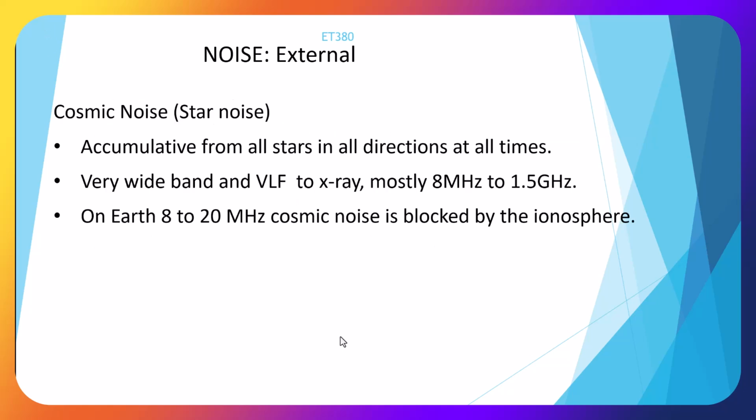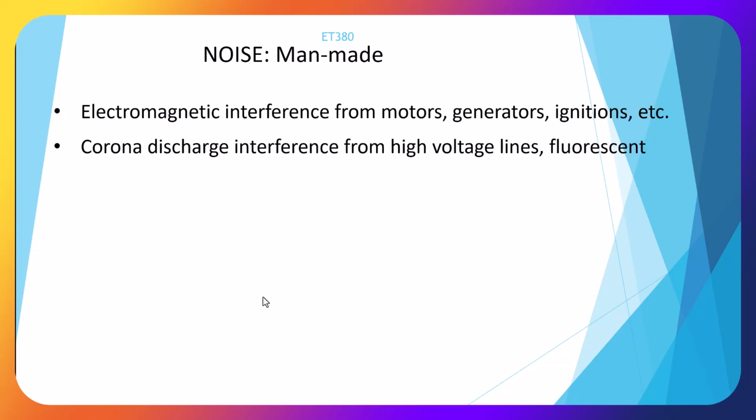We also have cosmic noise, star noise, coming from all the stars in all directions at all times. So we have a very wide band, from very low frequency to X-ray, mostly 8 megahertz to 1.5 gigahertz. On Earth, 8 to 20 megahertz of cosmic noise is blocked by the ionosphere. We have also man-made noise, electromagnetic interference from motors, generators, ignitions, etc. We also get corona discharge and interference from high voltage lines and fluorescent systems.